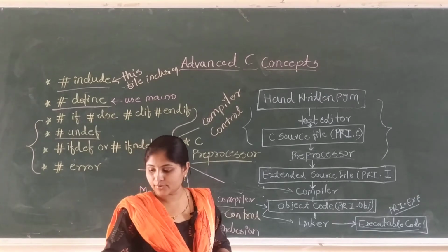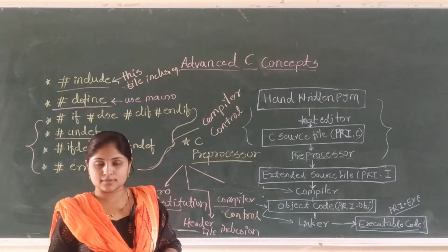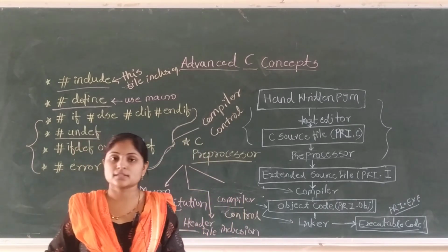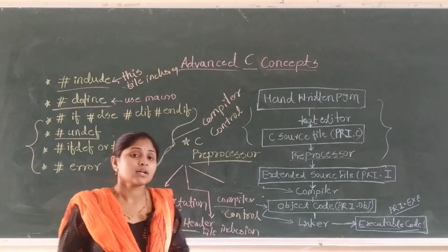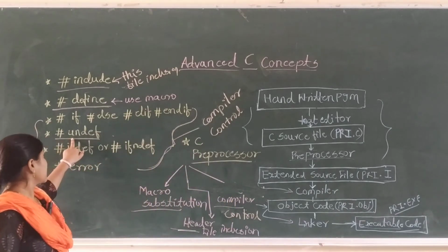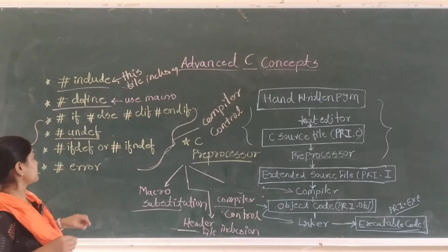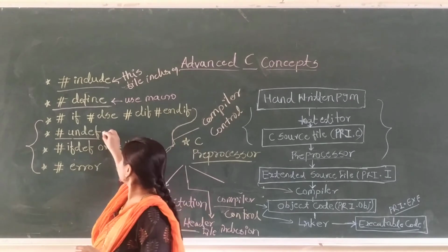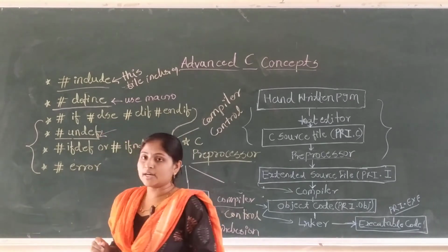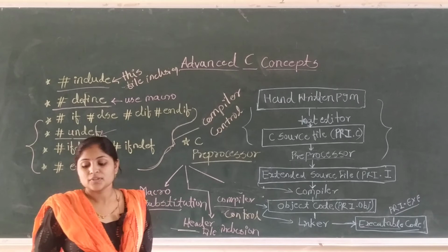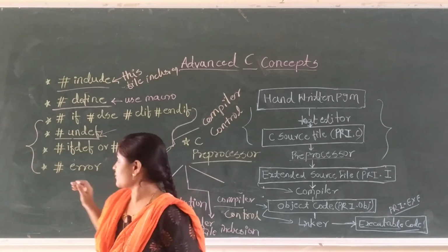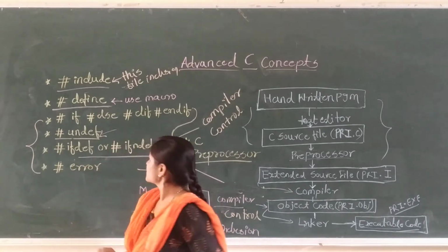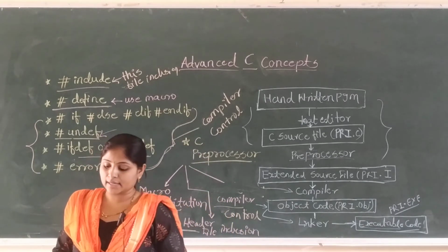Undef: when we have already defined something, suppose we have defined some macros, we can't use undef. But if we want to undefine the definition of that macro, that time we will use this hash undef directive. Next one is ifdef or ifndef. Okay, these are the directives.